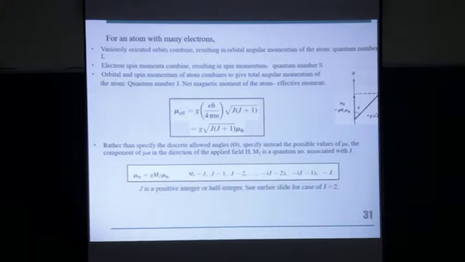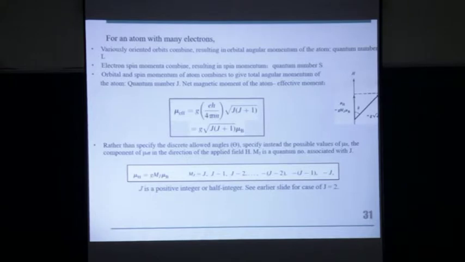So in that case, this square root of J into J plus 1, you can call it some m, right? So finally you come out that the magnetic moment in the direction of this field is g times mJ times mu B. So mJ can take values J, J minus 1, J minus 2, down to minus J plus 2, minus J plus 1, minus J. So J is a positive integer or it's a half integer.